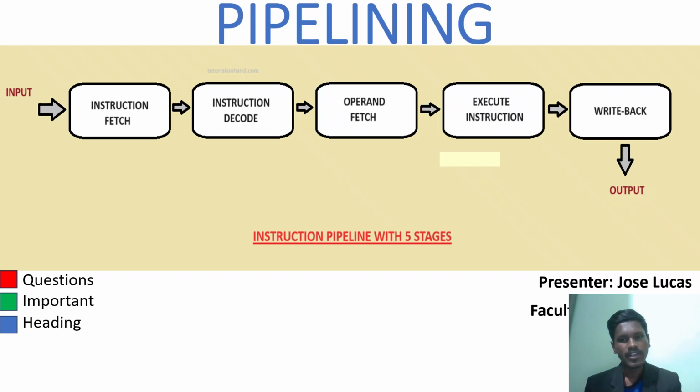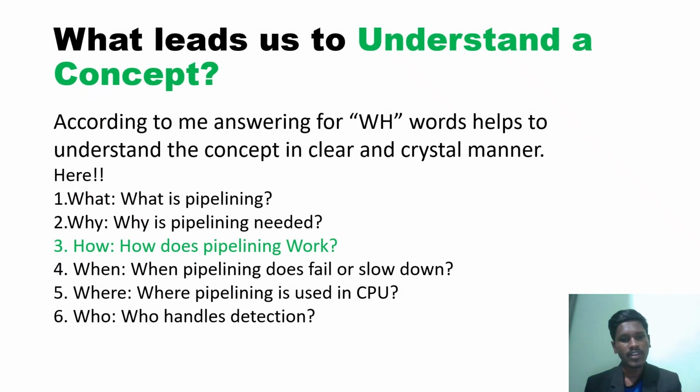As you will see, understanding the concept first of all is very important. So answering the WH questions, which are a very basic concept in English, is very useful to understand the concept. So what is pipelining, why is pipelining needed, and how does pipelining work? And when does pipelining fail or slow down, where is pipelining used in the CPU, and who handles this detection?